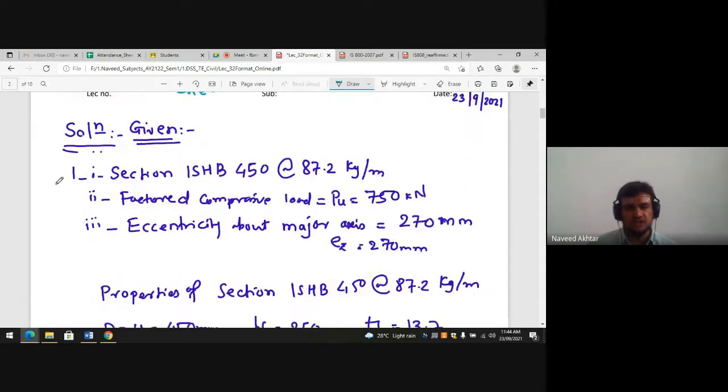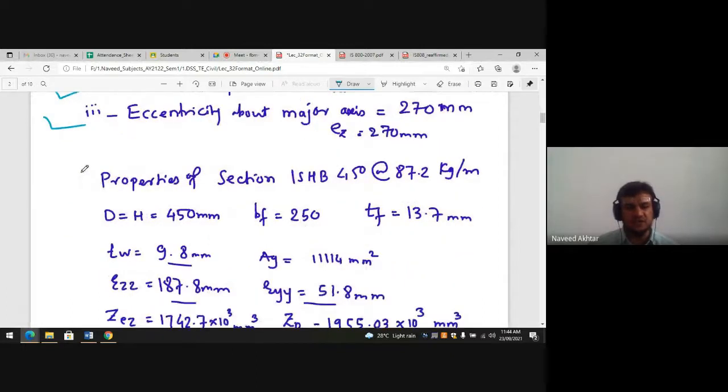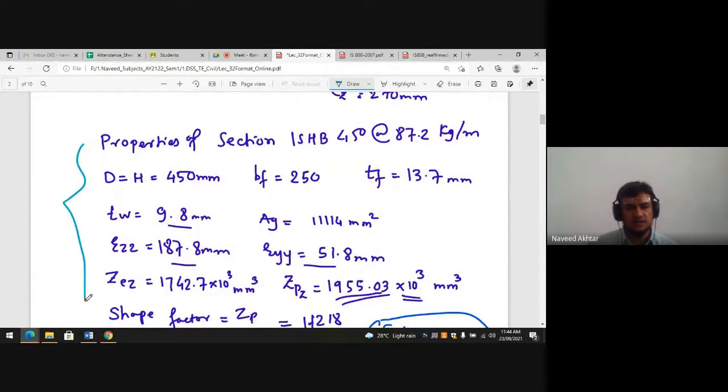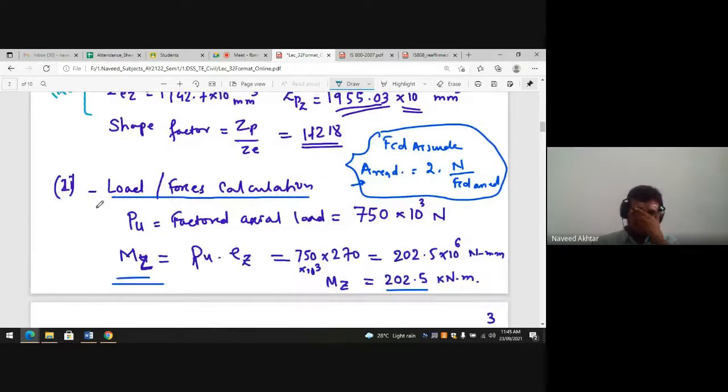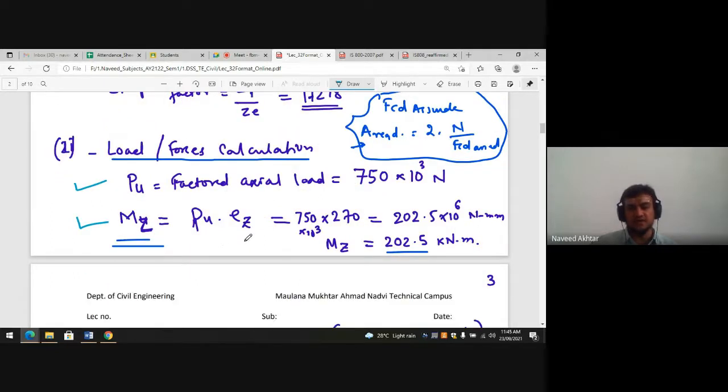First step, the section is given, factored load is given, eccentricity is given. Then section properties you can take from the steel table, or you can take from IS 808 1989. These all properties are given. Then you will find out the forces. That load you know, you will calculate the moment. Moment is nothing but load into the eccentricity. Eccentricity on the major axis, MZ you can calculate. MZ you have calculated is 202.5 kilonewton meter.